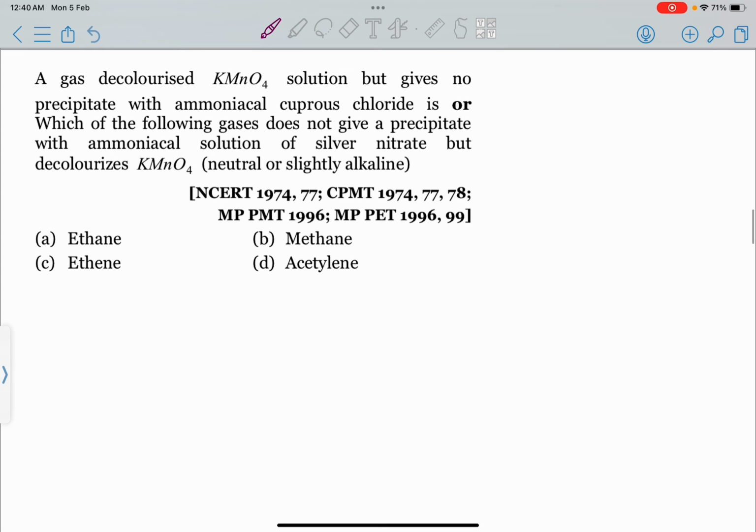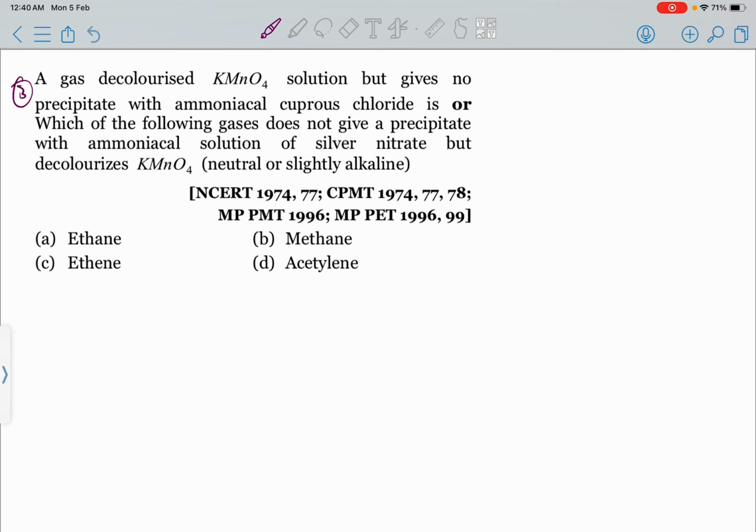Next, going to the third question. Here, a gas has decolorized KMnO4. Let us call that gas X gas. No precipitate is formed with ammoniacal cuprous chloride. Which of the following gases does not precipitate with it? It is only a single question, but we have been asked in two ways. It doesn't give a precipitate with ammoniacal cuprous chloride, and it is a gas.